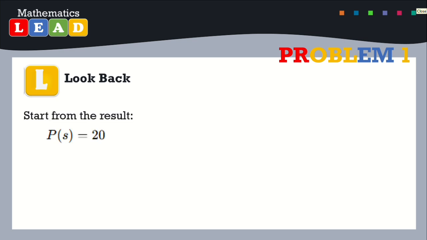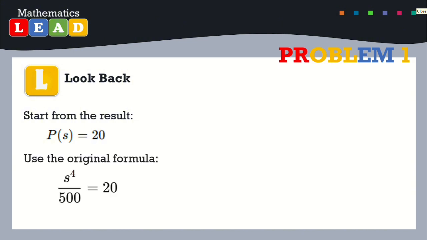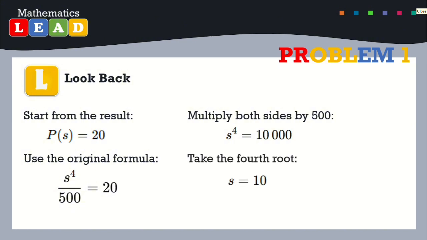Now, in checking our answer if it is correct, we start from our result, which is P of S equals 20. And then we use the original formula, which is S raised to 4 over 500 equals 20. And then we multiply both sides by 500. Multiplying S raised to 4 over 500, the 500 will be cancelled, and then S raised to 4 remains the same. Now, on the other side, we have 20 times 500, which is equal to 10,000. And then we're going to take the fourth root. In S raised to 4, the fourth root will be cancelled. And then, the fourth root of 10,000 is equal to? Yes, that is correct. That is 10.